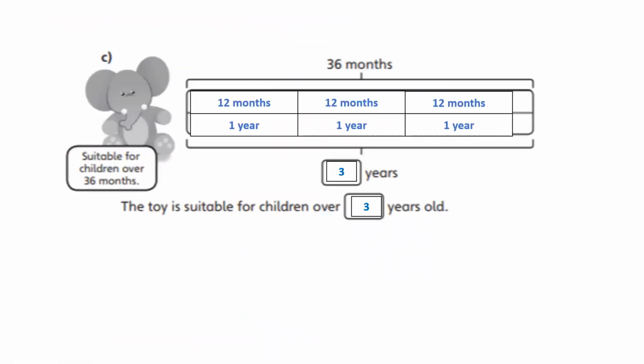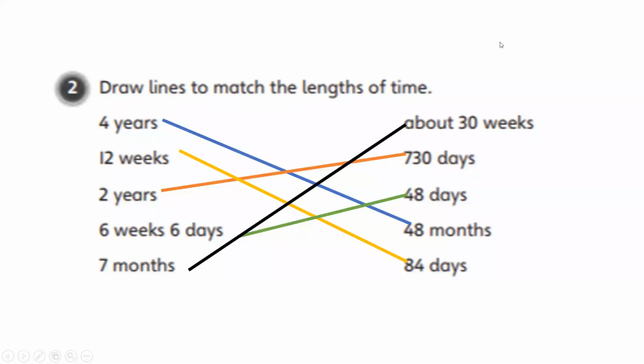Right, let's look at C. Suitable for children over 36 months. And we want to convert that into years. So bar model again, 36, and we're going to now split them into 12 months because we're converting from months to years. So we know there's 12 months in 1 year, and we have 12 months, 12 months, 12 months, and we know that 3 times 12 is 36, don't we? So we know that that is in fact going to be 3 years. Right, now let's look at question 2.